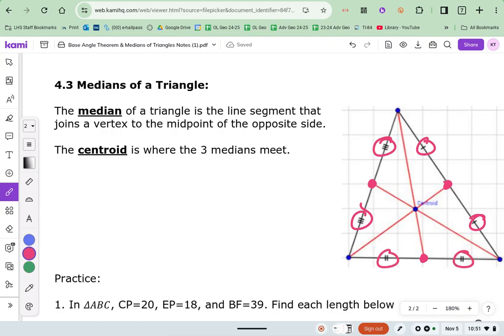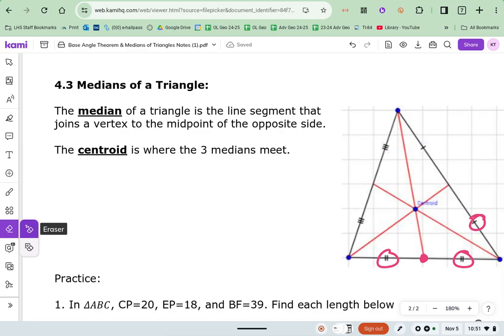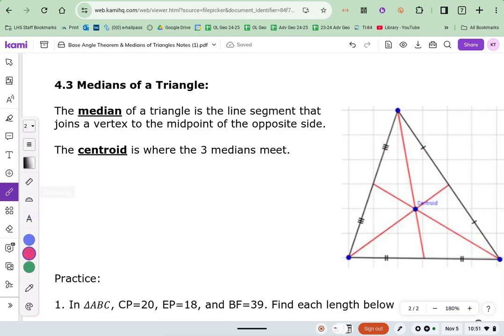And what happens is the medians of a triangle will always cross at the same point in the triangle, and that point is called the centroid. And the centroid is actually the center of gravity of the triangle.